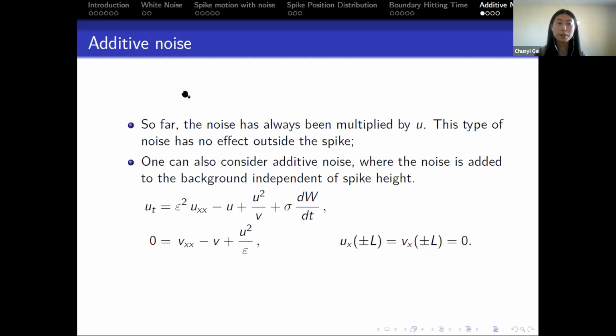Finally, we considered another type of noise, that is the additive noise. Recall that the noise we have discussed contains the term U, so that it has no effect outside the spec. Now we'd like to get rid of this U, and we consider this noise and see what happens in this case.